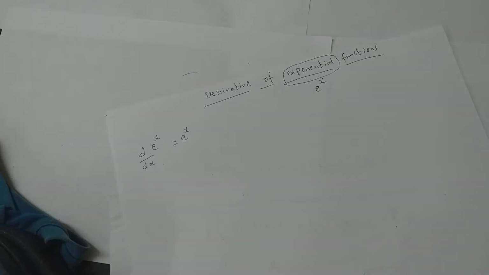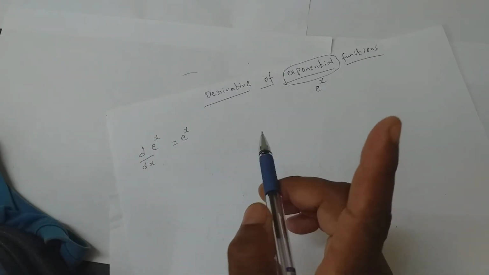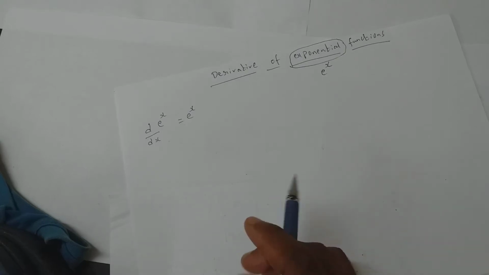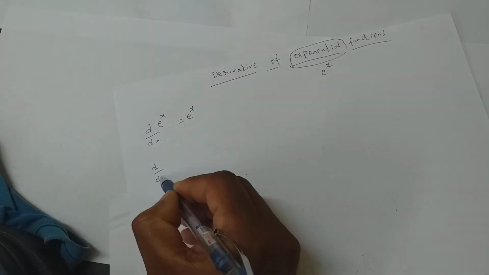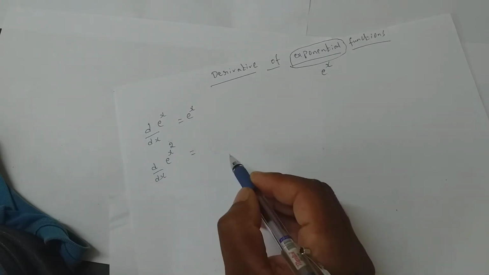This is the only formula which I will be using in this entire video, and you should also be aware of only this one formula. d by dx of e power x is e power x. Am I clear? Now, if it is d by dx of e power x square, then how do you do it?